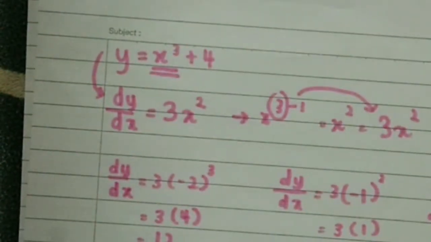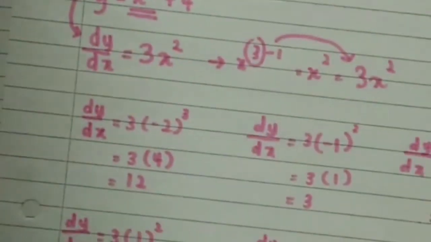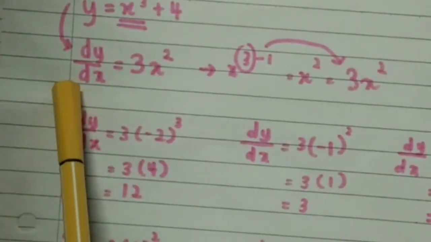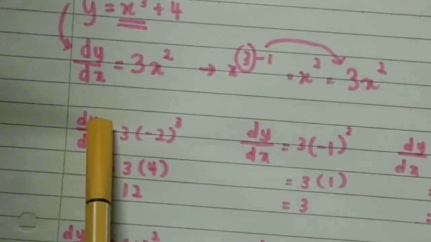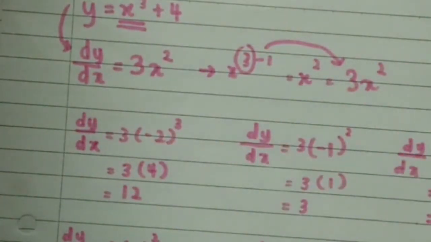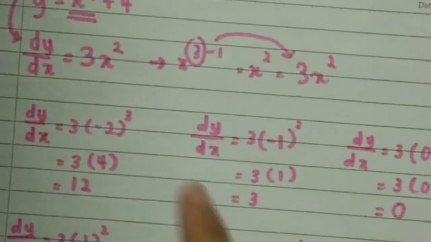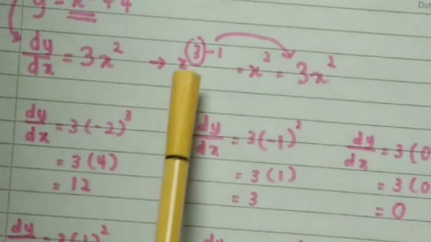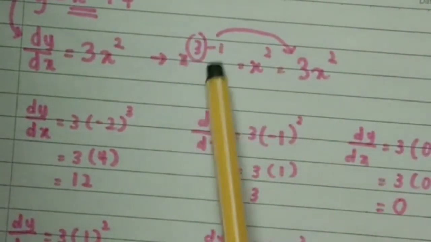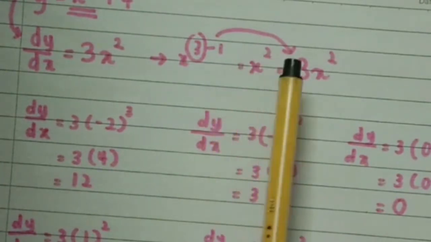Okay, the question asks us to substitute the values of A, B and C to get the curve y equals x cubed plus 4. But before that, we must change it to dy over dx, which means it will become 3x squared. How does it become 3x squared? For x cubed, the power must be reduced by 1 and it will be x squared.